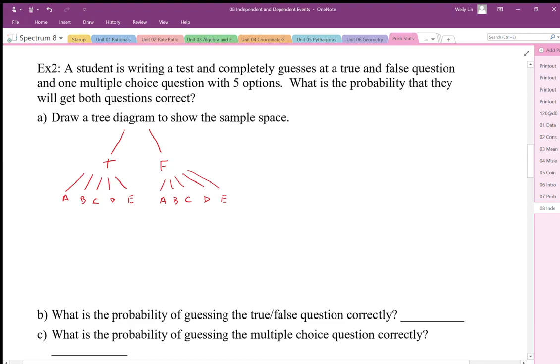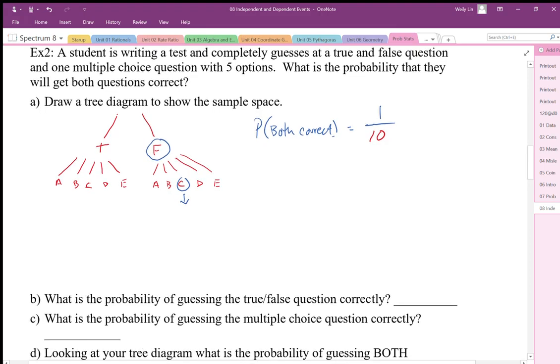So assuming that there's only one correct answer, we can say, let's say that the false question was correct and C was correct. So there's only one outcome that is going to be getting them both correct. So probability of both correct is going to be, there's one option and there's 10 possibilities. So probability is 1 out of 10. Okay, so this is a tree diagram.